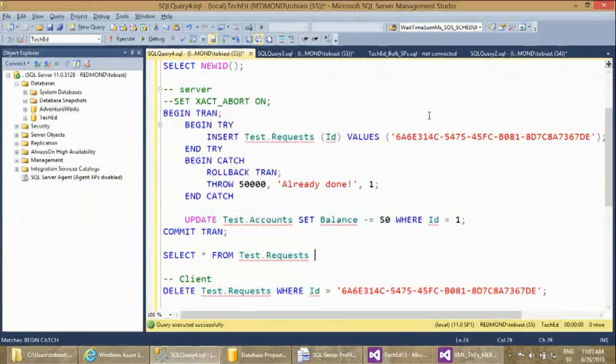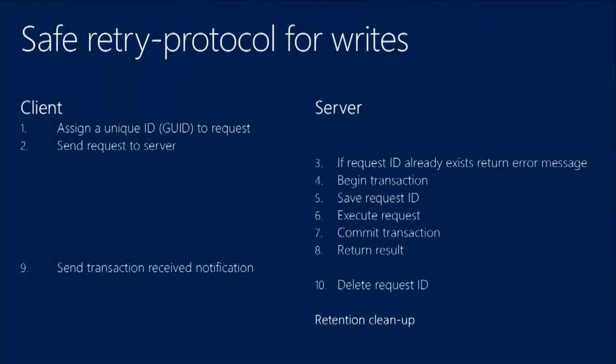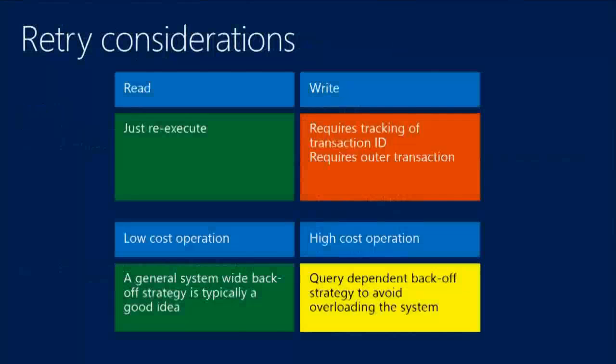And throw is new in SQL Server 2012. So retry considerations, again, reads, just retry. There's no problem, right? Writes, if it's not idempotent in itself, and let's say there are lots of write operations where you don't really care, right? If it overwrites data, or if it adds data twice, then it's fine, right? But when you care, it requires tagging of the transaction. It requires some sort of handshake.